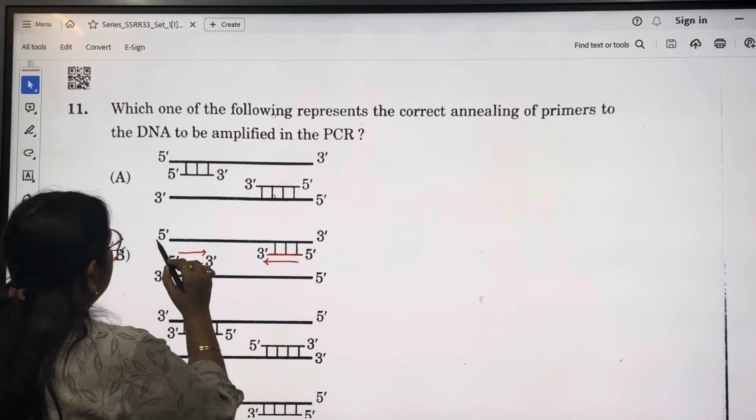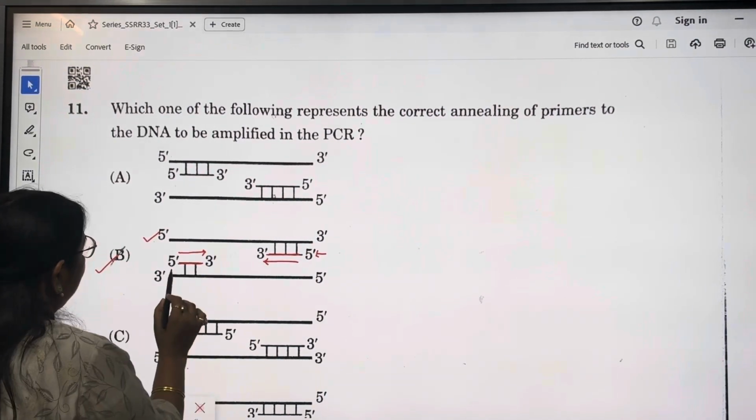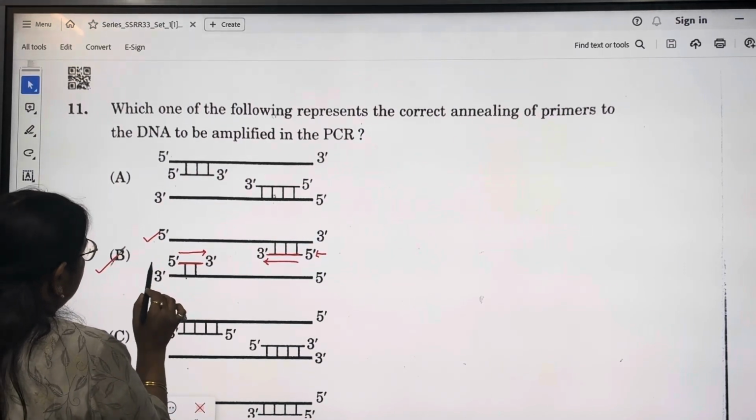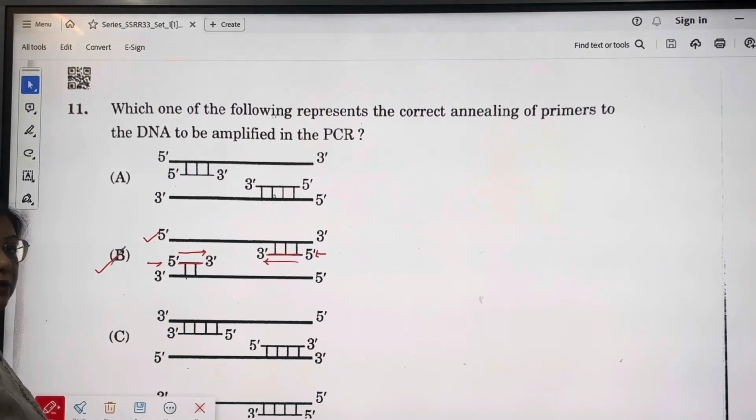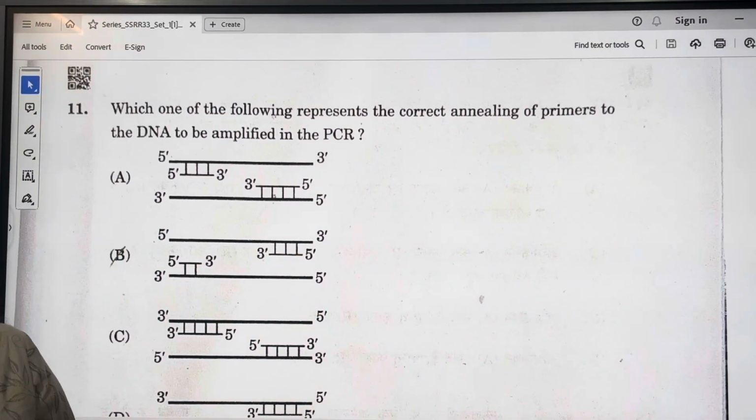Okay, in this strand, the primer will be introduced at this end, and in this strand, the primer will be introduced at this end. So, the correct answer is B. Next question.